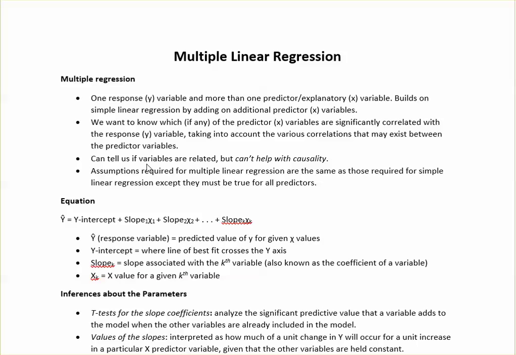So it can tell us if variables are related, but it cannot help with causality, so please don't say something caused something else. The assumptions required are just the same as those required for the simple linear regression, except they must be true for all the predictors.